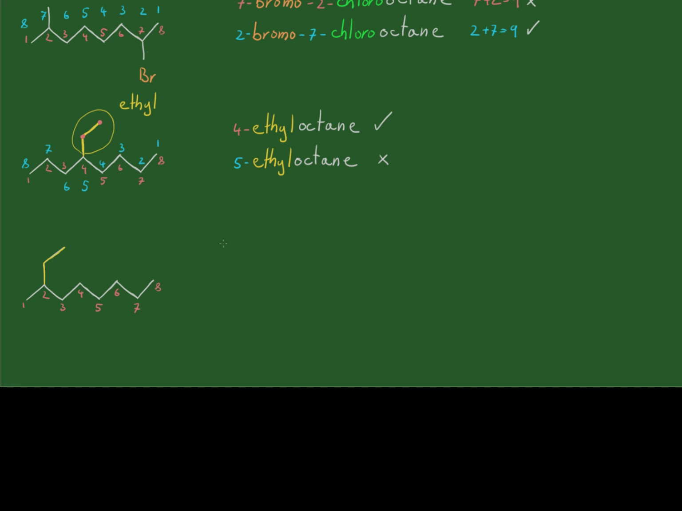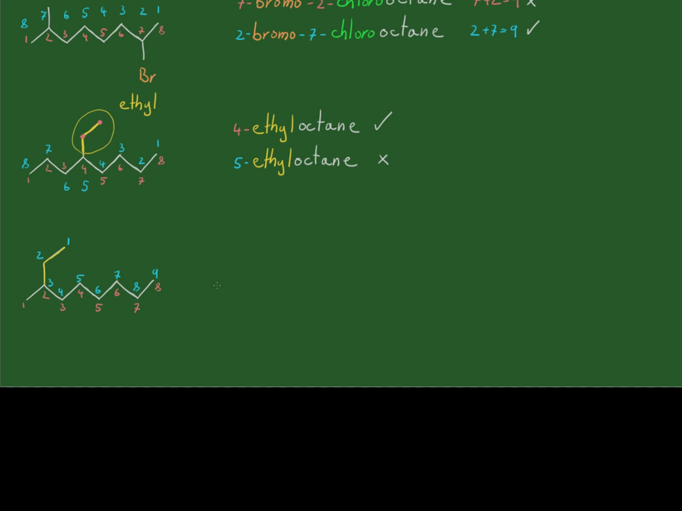You have to be careful that you are looking at the longest possible chain. In this particular case, the way I have numbered it here does not represent the longest possible chain. I could start my numbering up here. So I'll have carbon 1, 2, 3, 4, 5, 6, 7, 8, 9. So the longest possible chain is not 8, it is 9, which means I'm dealing with a nonane.